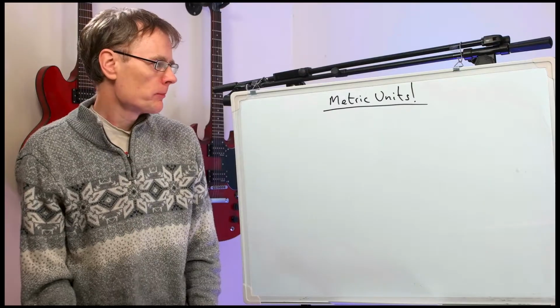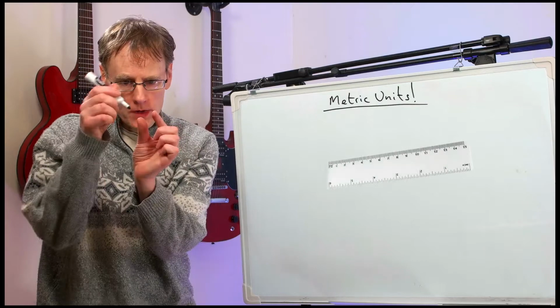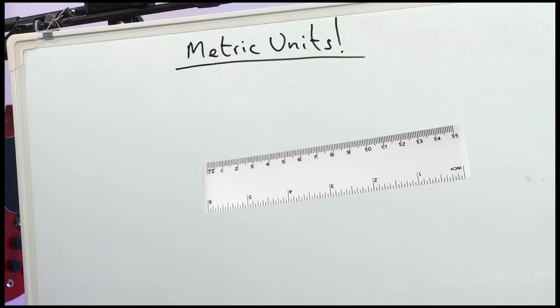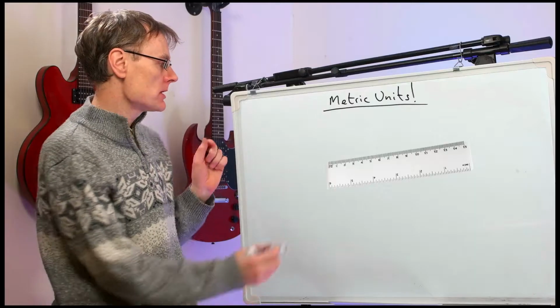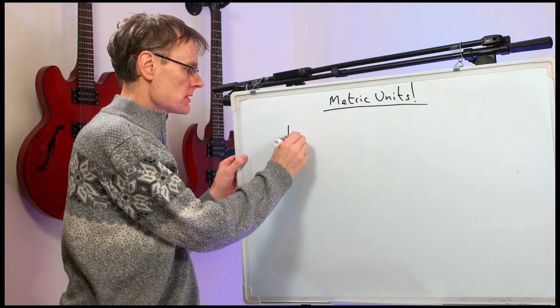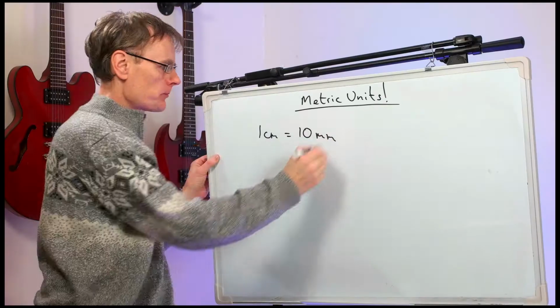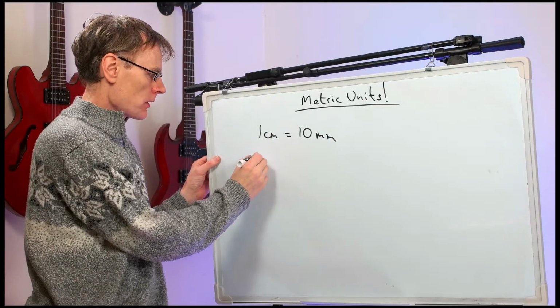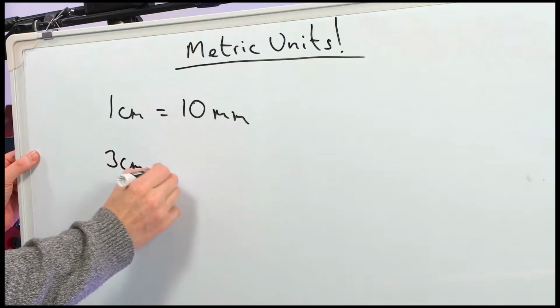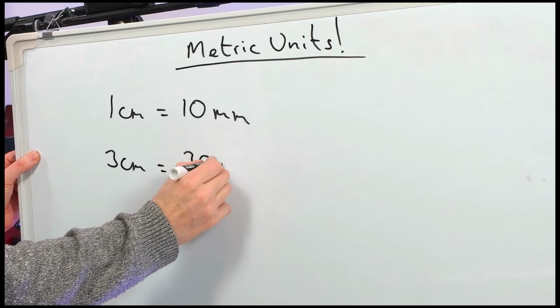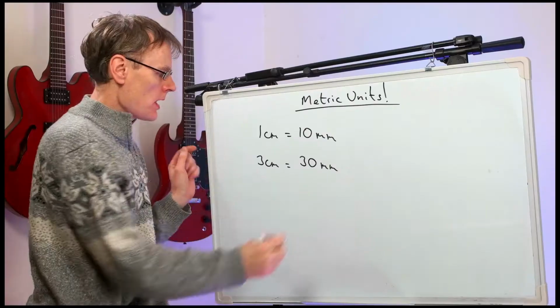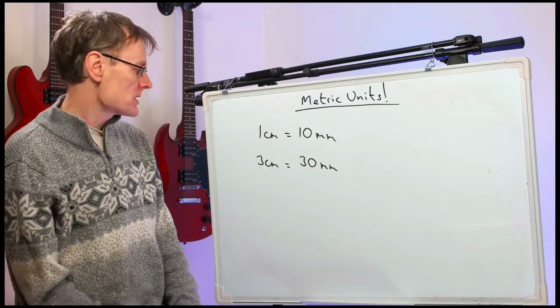1 centimetre. If you look closely at your ruler, you'll see that 1 centimetre is divided up into 10 millimetres. 1 centimetre is 10 millimetres. So if we had 3 centimetres, that's going to be 30 millimetres. Here we're multiplying the number by 10.